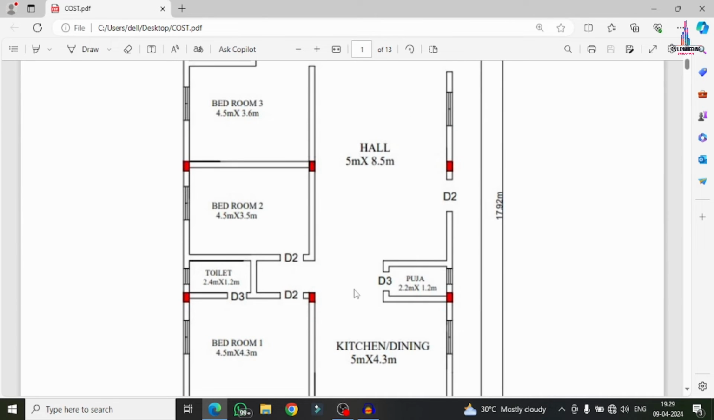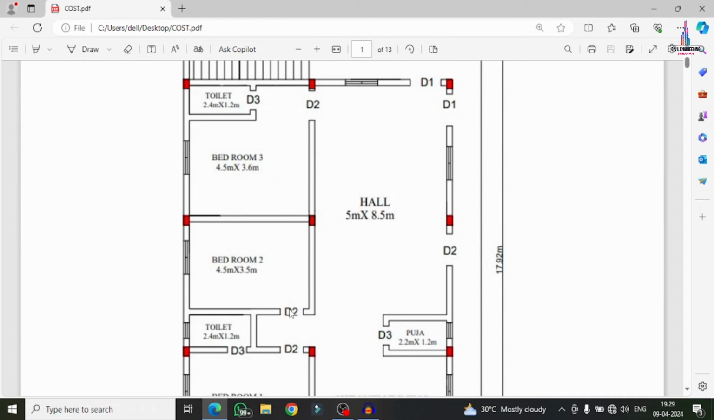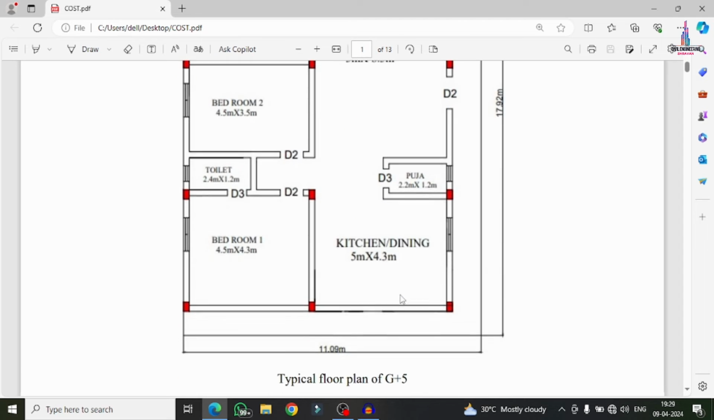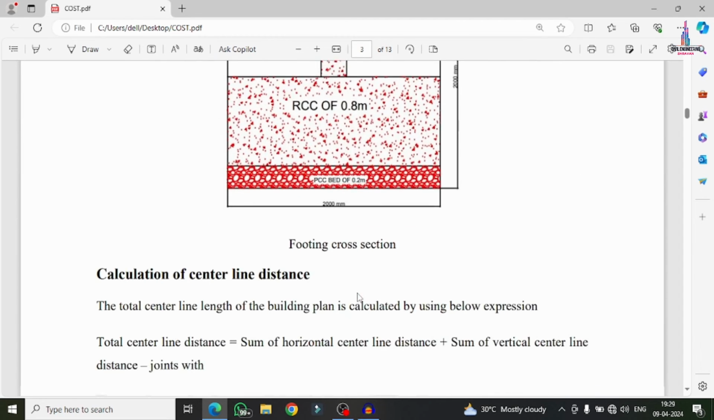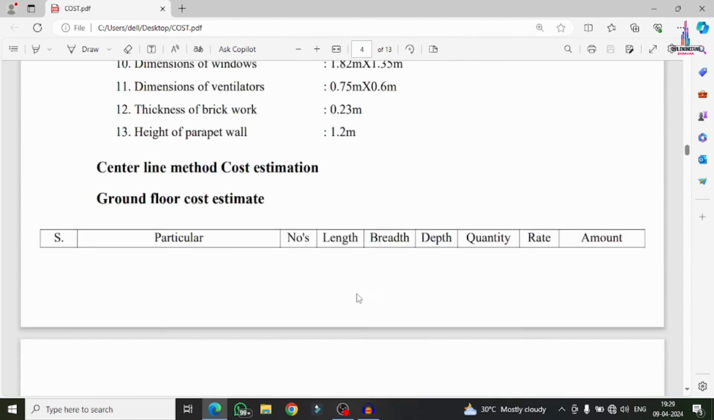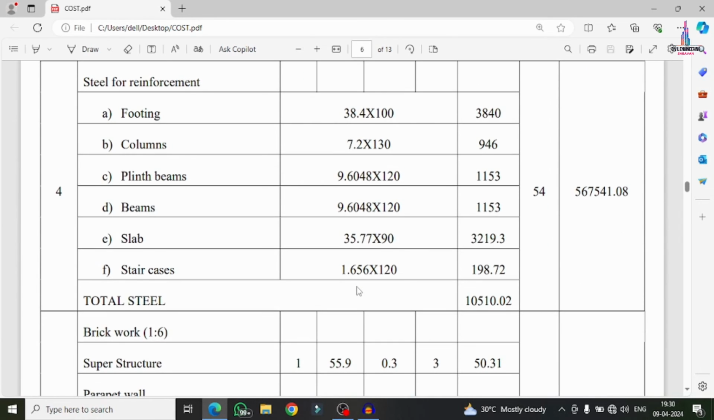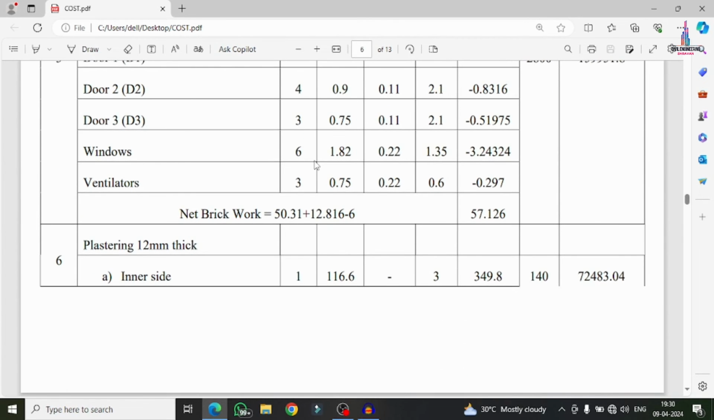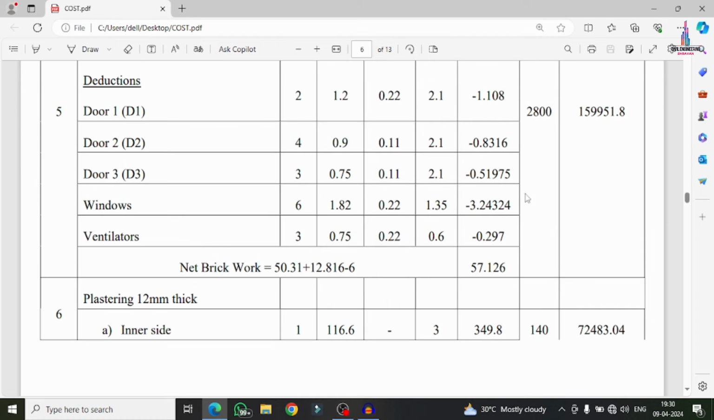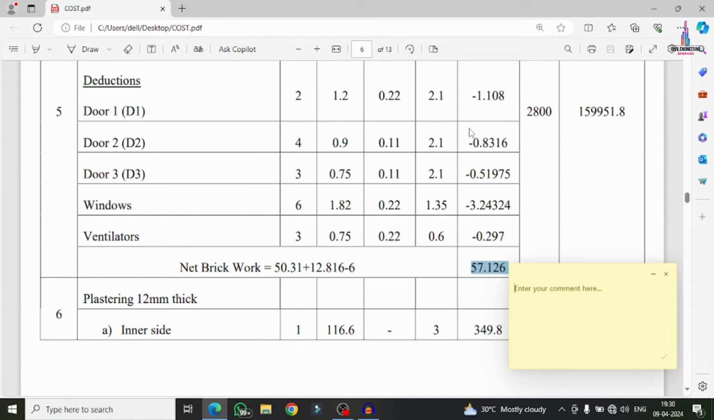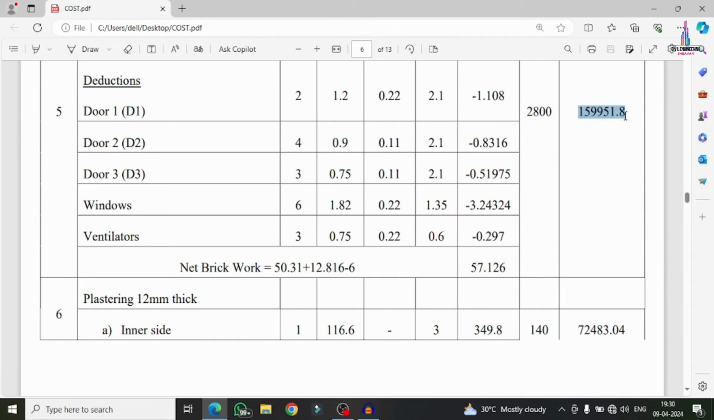You can see this is D1, D1, D2, D2, D2, D3, D3, D3, and these are the D states here. Okay, these are the windows also. The total windows is 6 numbers according to our consideration. So ventilators are these. If I deduct the value, then we get the brickwork as 57.12 meter. If we multiply this value with 2800, then we get the value approximately this much here.